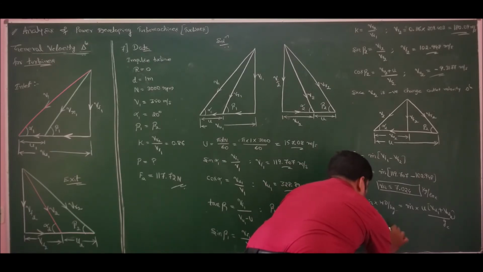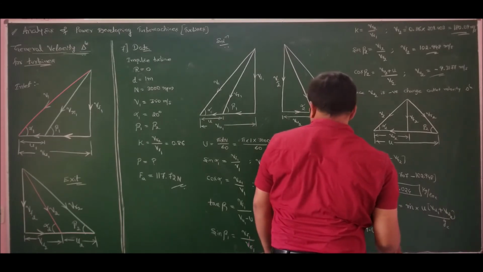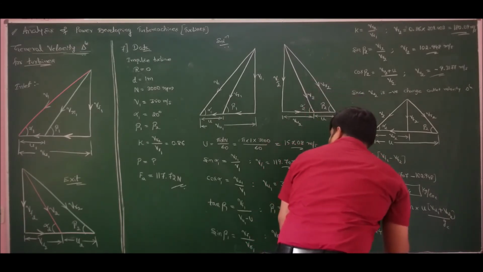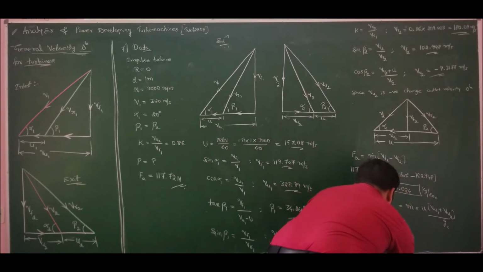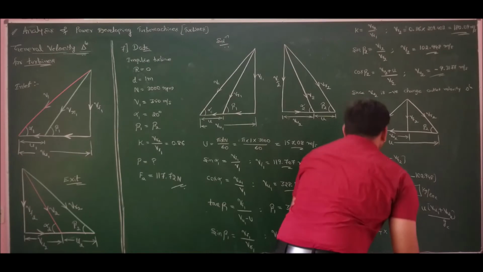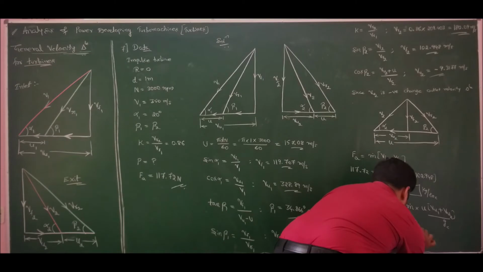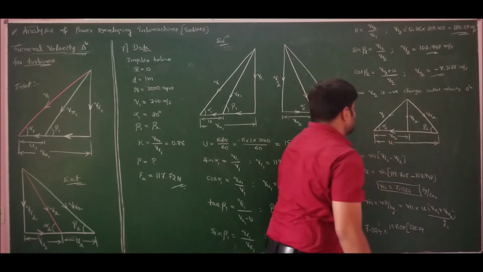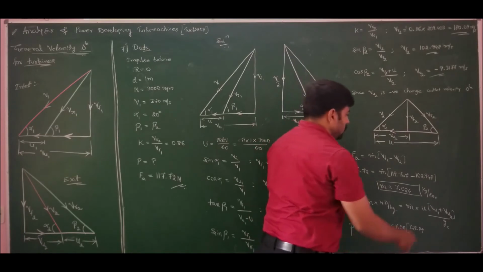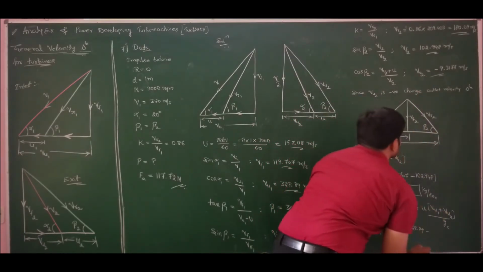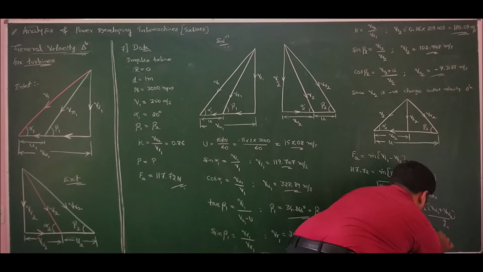power developed is equal to 7.024 into U, that is the tangential speed of the rotor, 157.08, into Vu1, which is 328.89, and Vu2 is minus 9.317. Minus into plus is minus, so 9.32 I can take as 9.32 divided by 1 negative, very important.